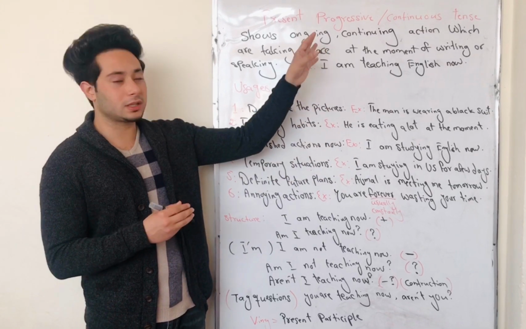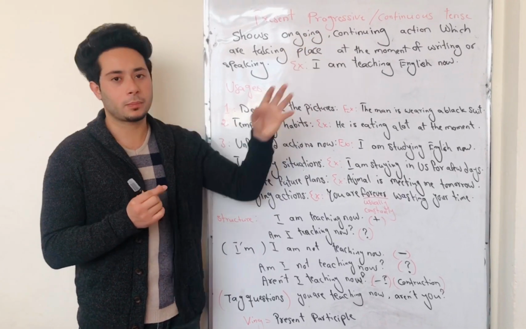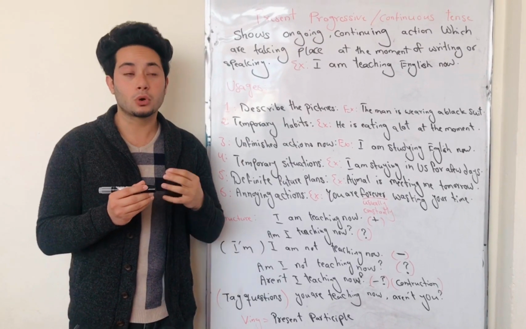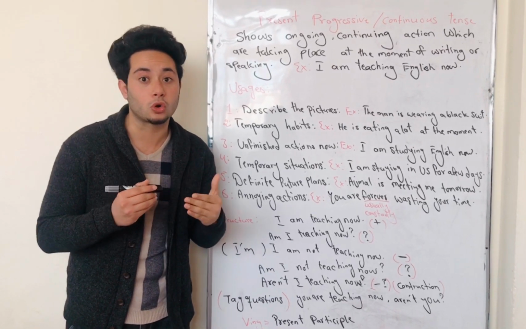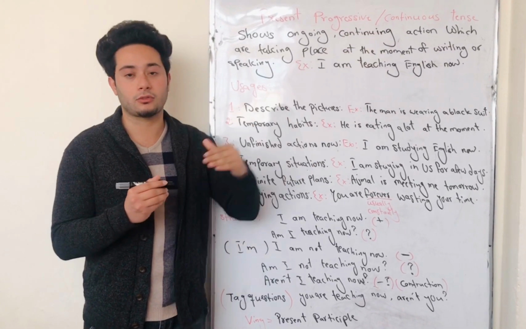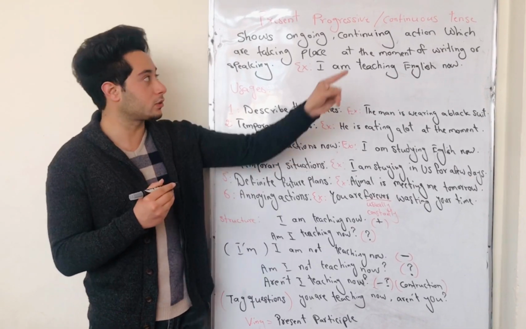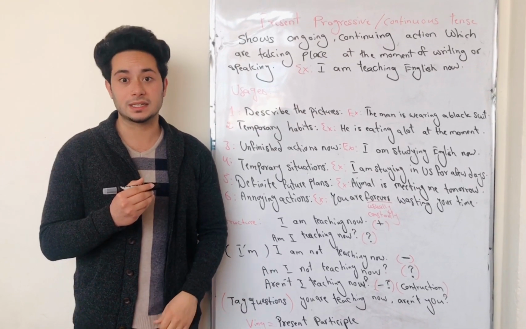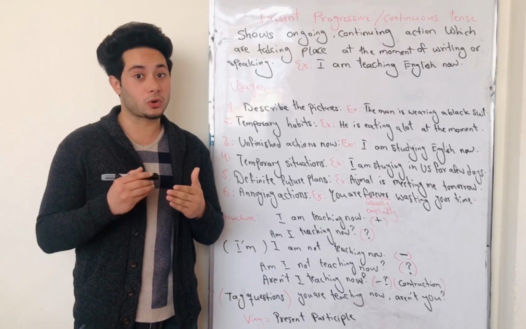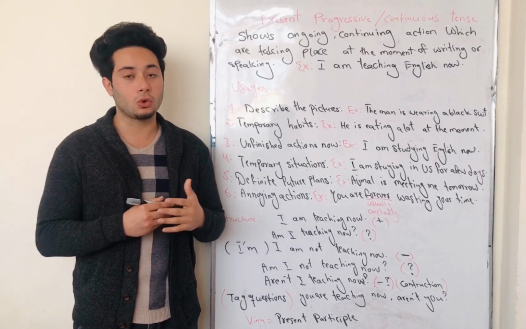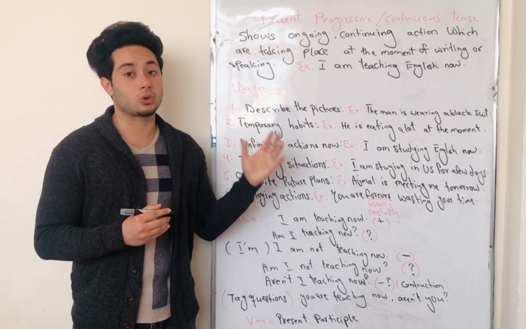But there is a small difference: we use progressive to talk about those actions which are in progress, but we use continuous for those verbs that are ongoing, and also for purposes we can use continuous. So far we can say that we can replace continuous with progressive and progressive with continuous. So today we are going to talk about present progressive tense.